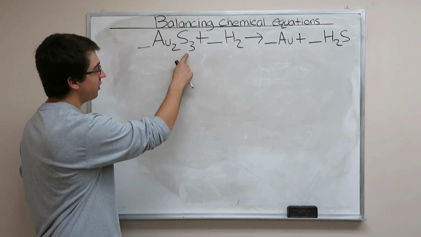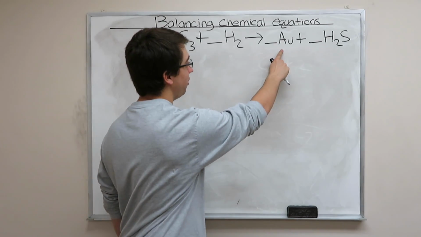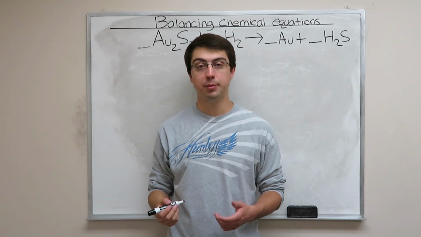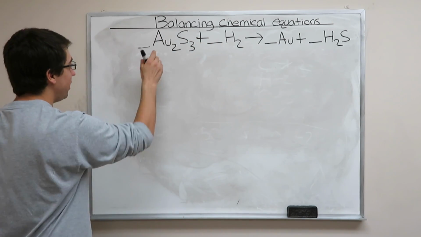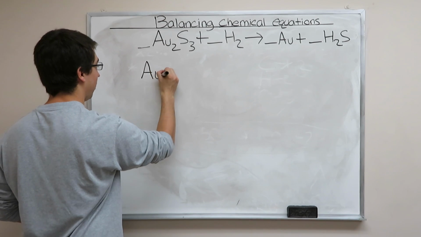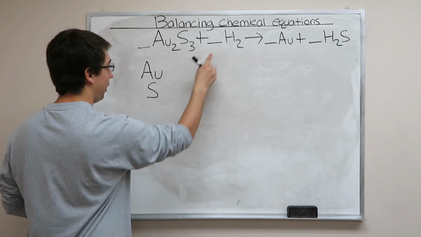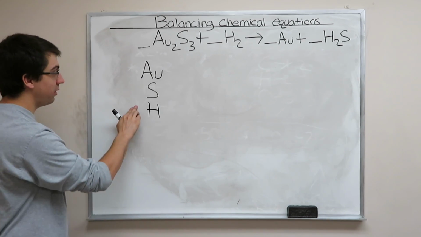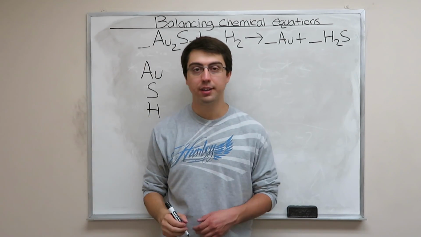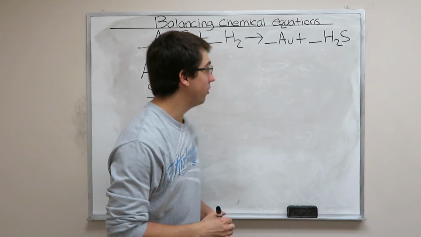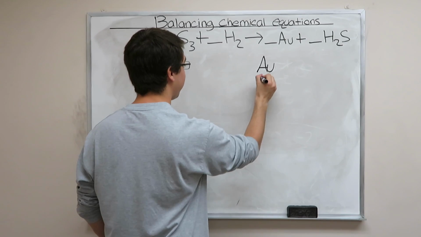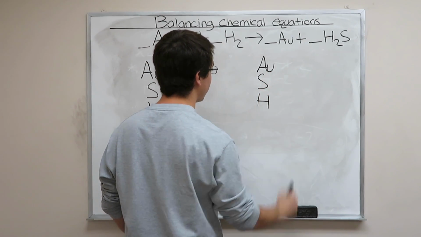We have Au2S3 plus H2, and it produces Au plus H2S. The first thing I'm going to do is write down all of the element symbols. So we have Au, we have S, and we have H. Next, I'm going to write these element symbols in the same order for the product side. That way it's a little bit easier to compare. So we know we have Au, we have S, and we have H.